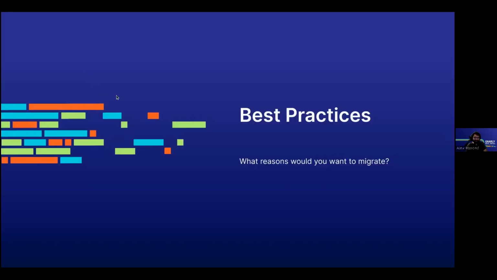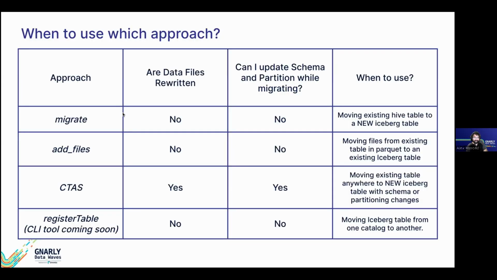Now, best practices. So basic bottom line is when you start planning that you're going to do this migration, how should you start thinking about it? Okay, first off is to think about when I should use which procedure. So again, migrate is if you don't plan on rewriting any data files, and you can't really update the schema or partitioning because you're using the data files where they exist. So you can't really change anything because you're not rewriting the data. But that's fine. If all you want to do is just move the existing Hive table to an Iceberg table, that works.